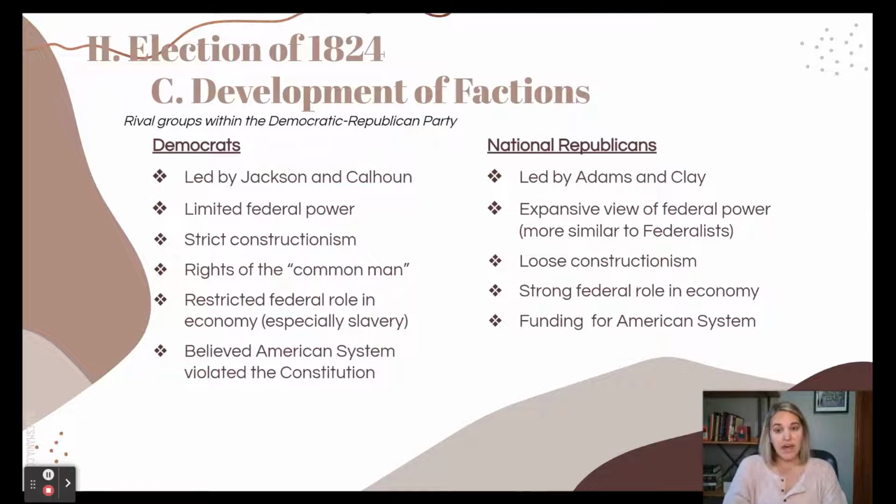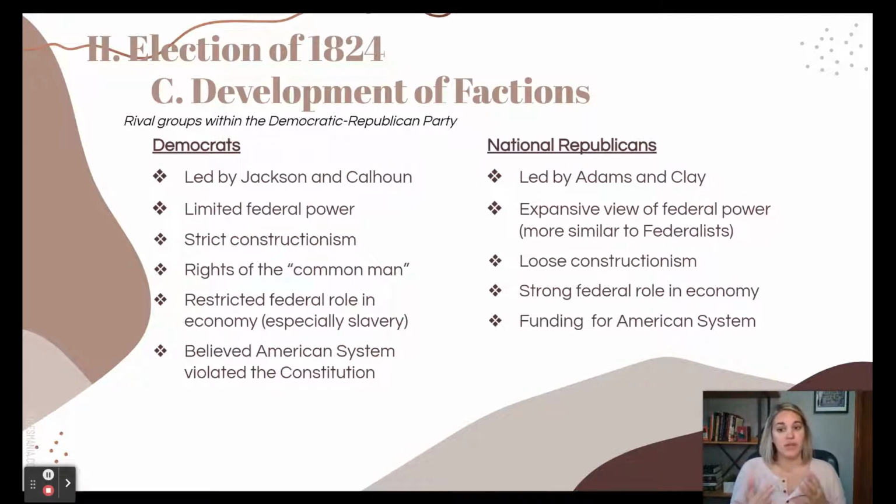As a result of the election of 1824 and some divergent opinions that had already been brewing, we see factions develop. These are rival groups within the Democratic Republican Party. They are not really their own political parties, but factions within the same party. Democrats will be led by Jackson and Calhoun, and they are going to hold most closely to ideologies that we think of with Democratic Republicans: limited federal power, strict constructionism, states' rights.